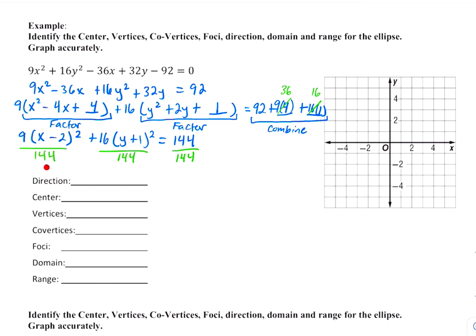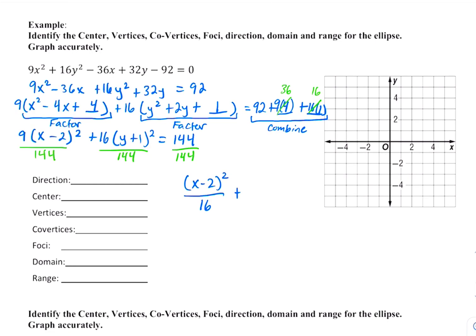To do that, we're hoping that this number will be divisible by this one. So I'm going to start by trying to divide both of those by 9. And in this case, that works. So this will simplify to be x minus 2 squared over 16. And then we're going to do the same process for this one. So again, I'm hoping that this 144 will be divisible by 16. So 144 divided by 16 is 9. So then that means that our second group will be y plus 1 squared over 9, and then equal to 1. So this is my standard form equation.